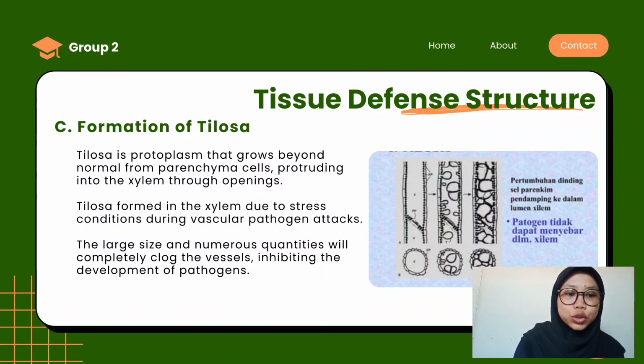Next, from tissue defense structure, C. Formation of tyloses. Tyloses are protoplasts that grow beyond normal from parenchyma cells, protruding into the xylem through openings. Tyloses are formed in the xylem due to stress conditions during vascular pathogen attacks. The large size and numerous quantities will completely clog the vessels, inhibiting the development of the pathogen.